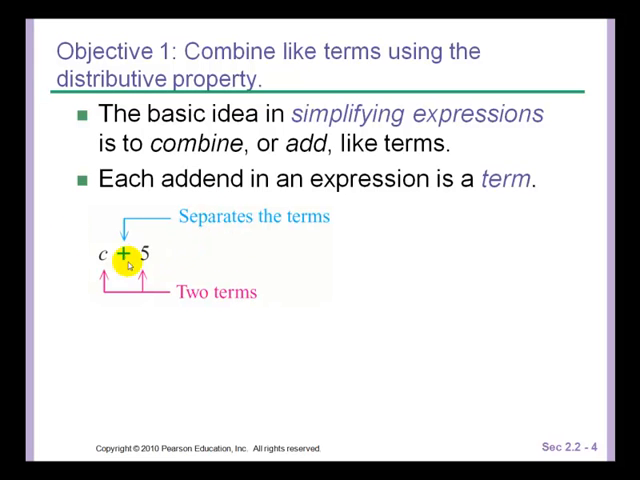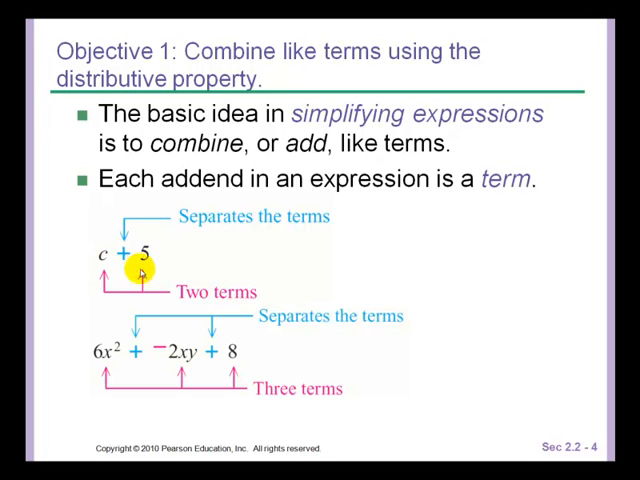Here is an expression. It has two terms, and it is separated by a plus sign, or an addition. So this addition separates the terms. C is one term, 5 is the second term. We call terms that don't have variables constants. So this is a variable term, this is a constant term.